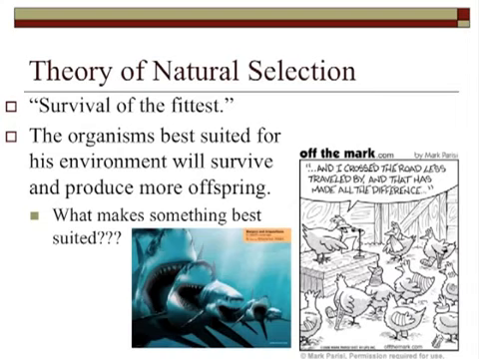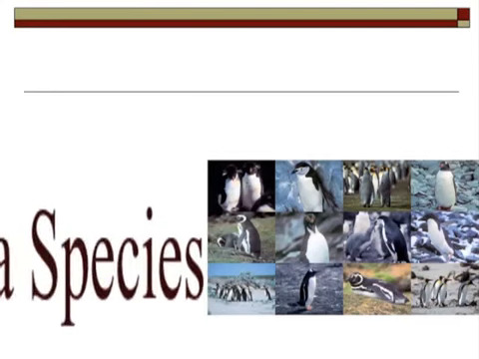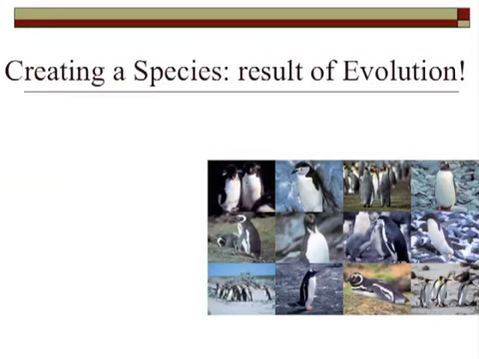Another major aspect of this whole idea is that they have to be able to reproduce and pass that genetic information on to their offspring in order for that species to survive. So Darwin came up with the theory of natural selection, survival of the fittest, saying the best suited will survive, but then we have refined over the years what is best suited, and that it completely depends on the actual environment that the species is living in. So all of this boils down to creating a new species, which is the ultimate result of evolution.